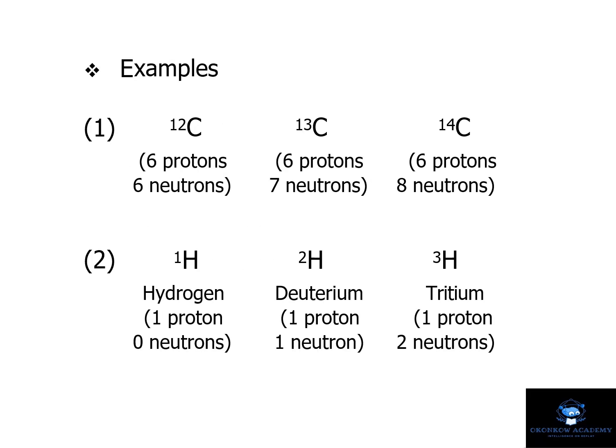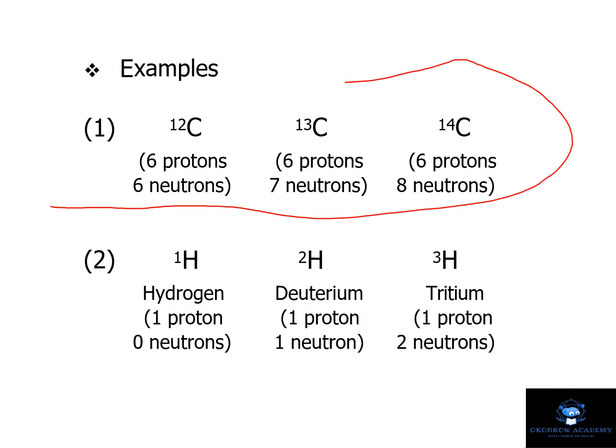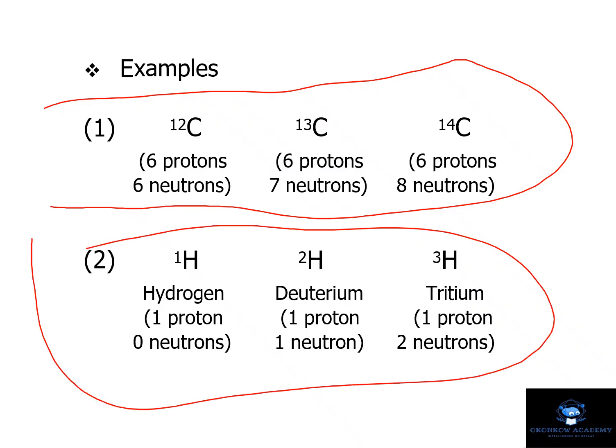Now, let's look at some examples. Carbon has three naturally occurring isotopes. Carbon 12 with 6 protons and 6 neutrons. Carbon 13 with 6 protons and 7 neutrons. And carbon 14 with 6 protons and 8 neutrons. Similarly, hydrogen has 3 isotopes. So this is the carbon one and this is the hydrogen. Hydrogen with 1 proton and no neutrons. Hydrogen with 1 proton and 1 neutron, that's called deuterium. And then hydrogen with 1 proton and 2 neutrons, that's tritium.